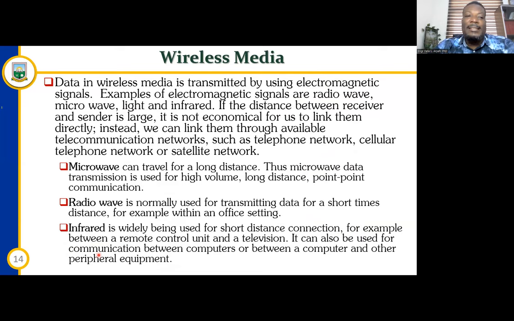Now data in the wireless media is transmitted by using electromagnetic waves. An example of electromagnetic waves is a microwave. Some of you see how a microwave works. You put your food in there, you only see some lights, and by the time you realize your food is warm, you don't really see the microwave itself, but all you see is these waves doing magic to your food. In the same way, electromagnetic signals are also used in the development of some of these technologies when we talk of wireless media.